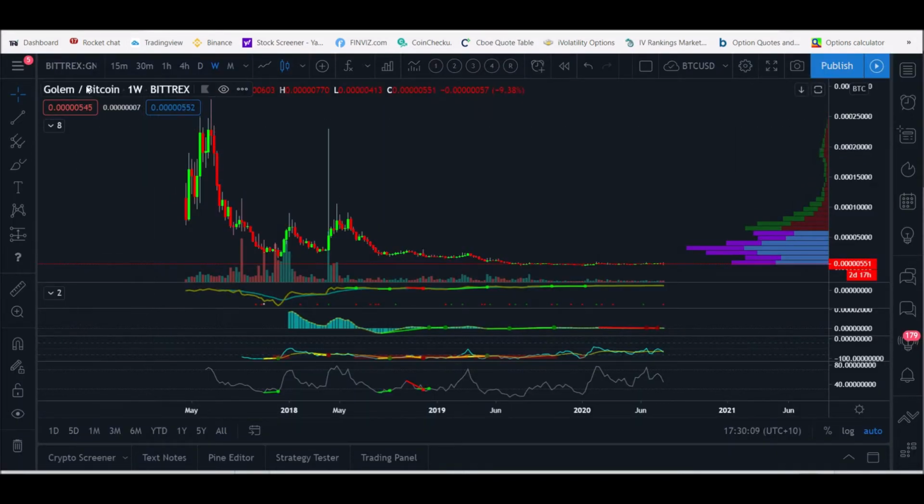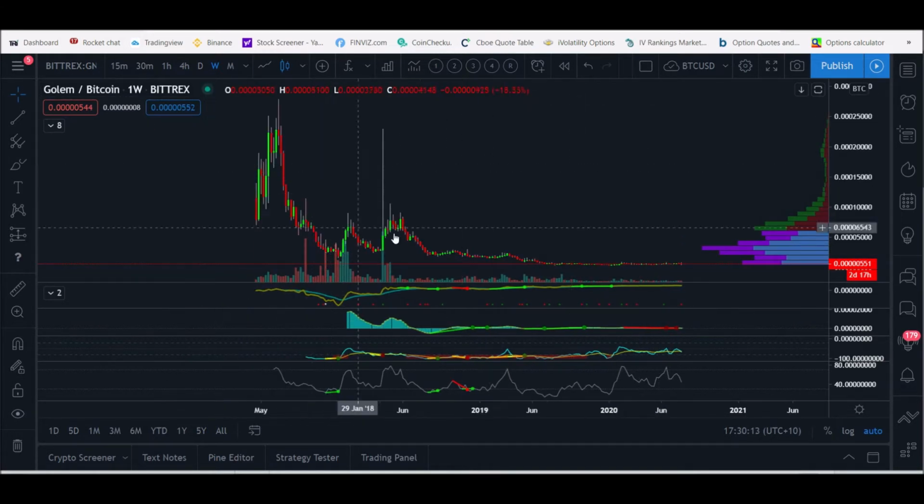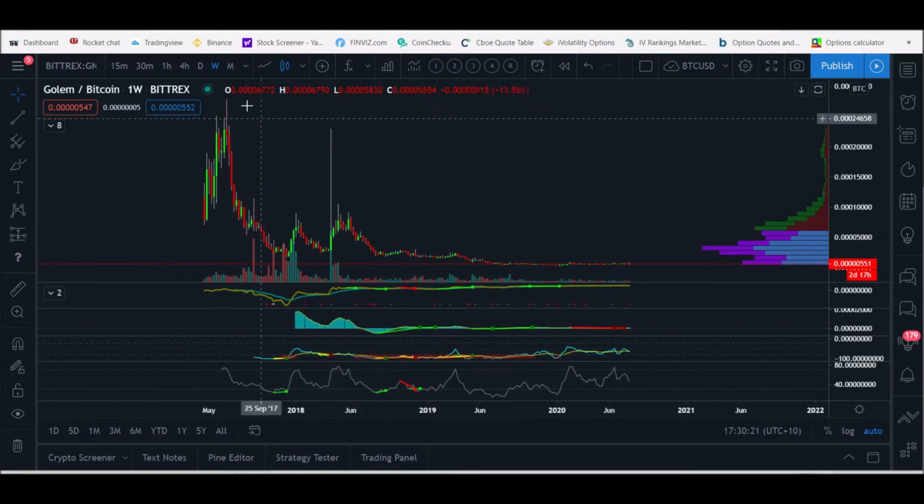This is looking at it on Bittrex. So you can see that we've had a very long-term consolidation from July 2019, basically trading sideways, and this is on the weekly chart. Basically trading at the bottom of volume, bottom of value on volume profile.